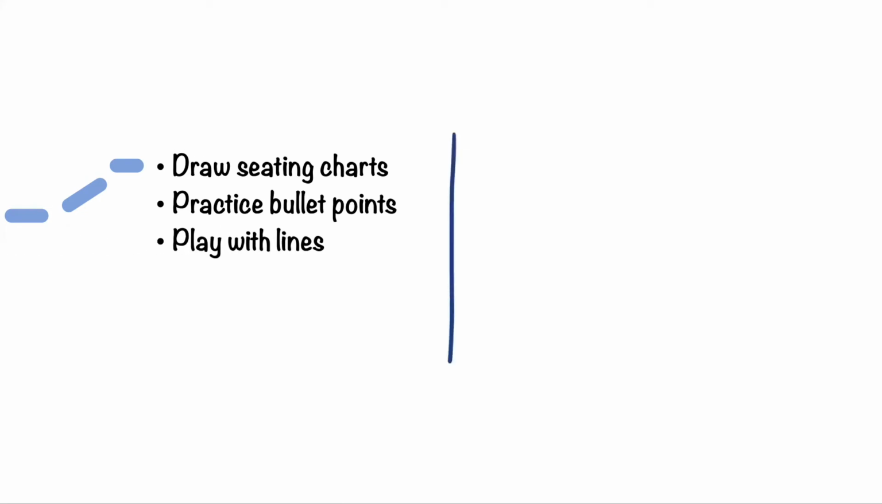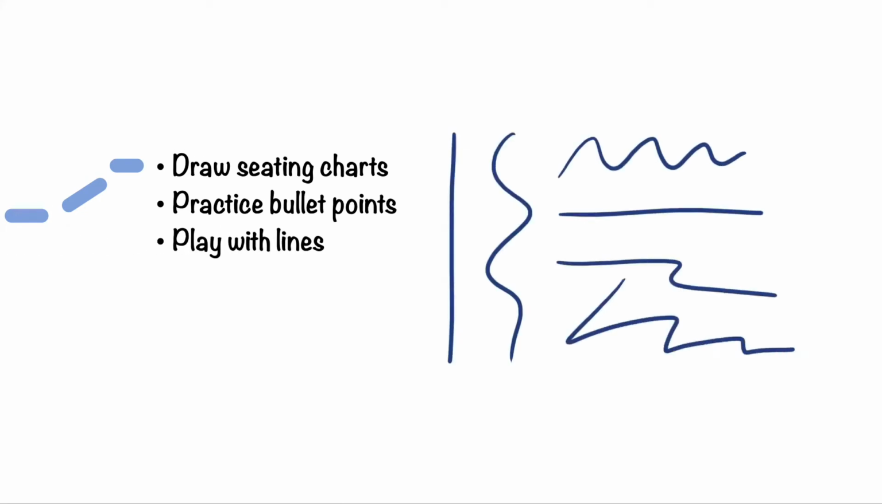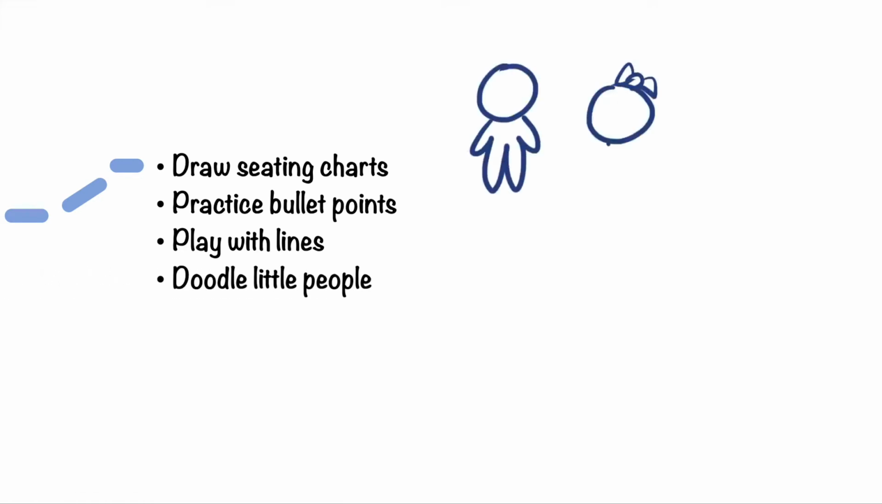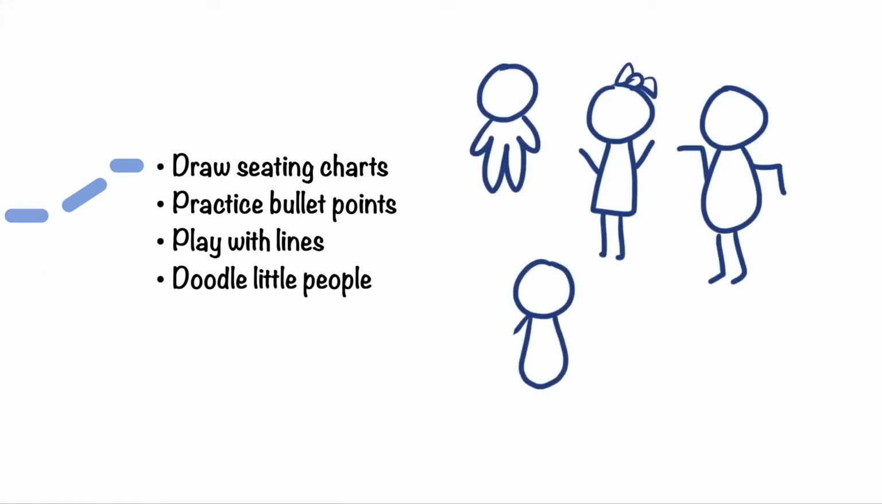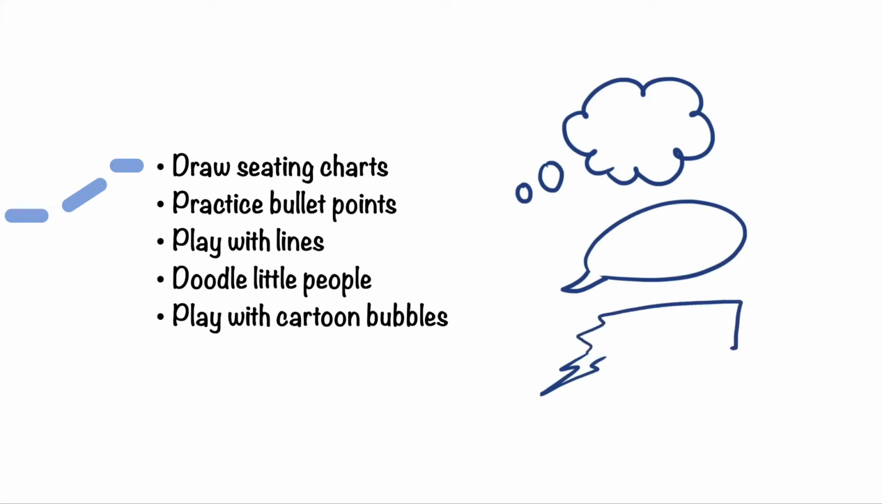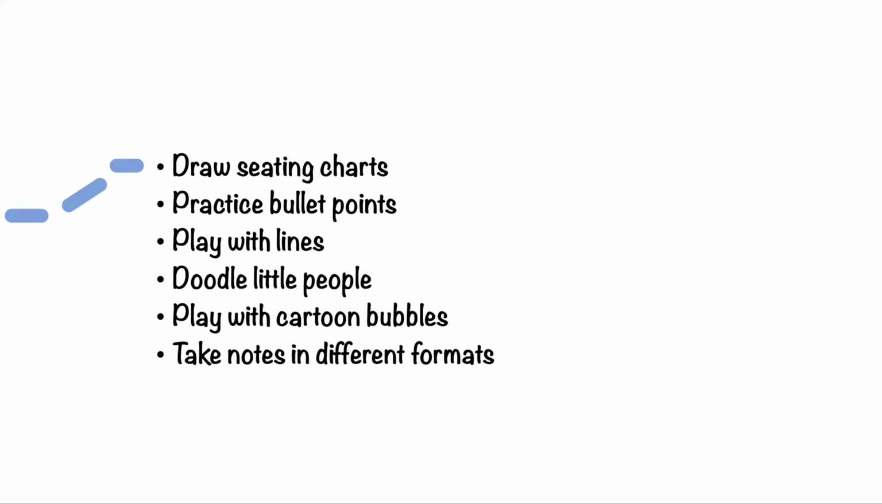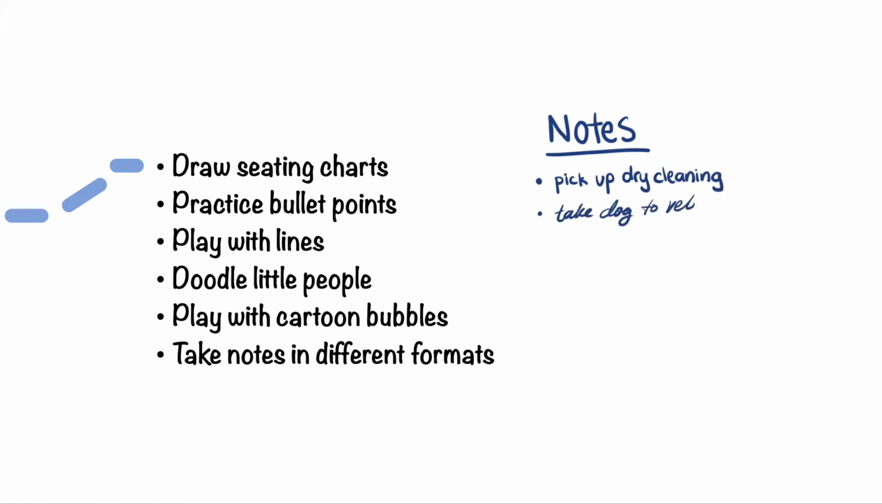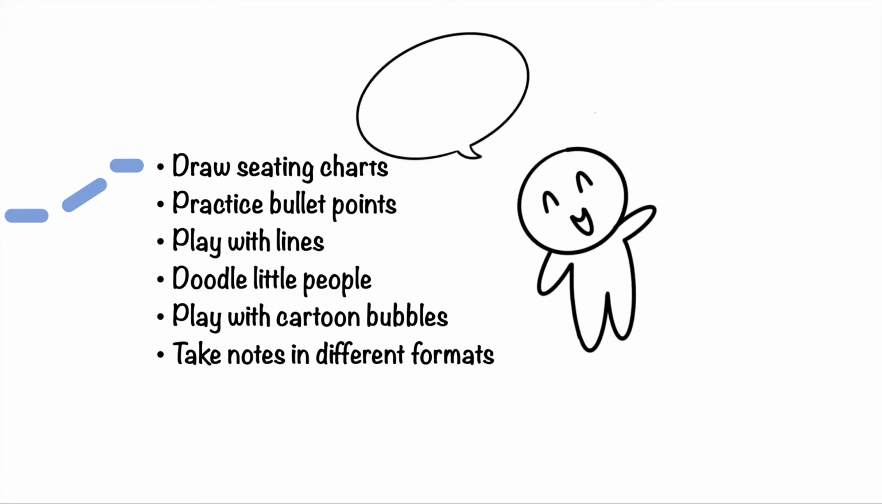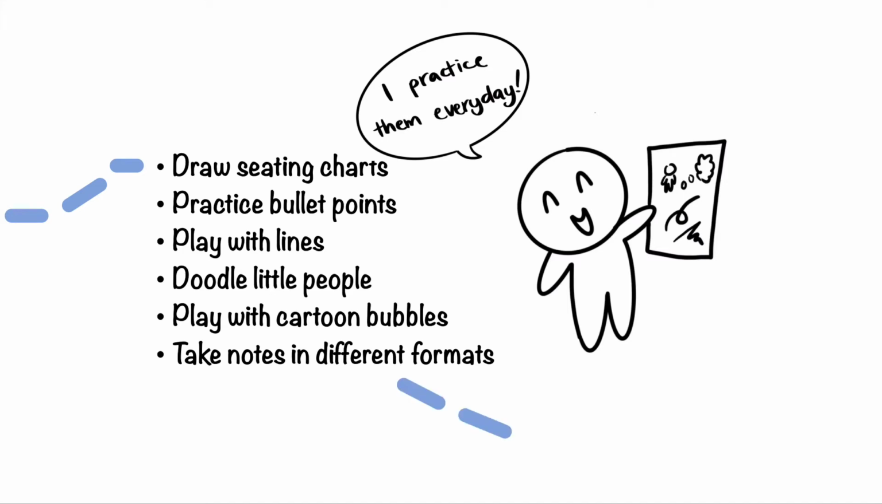Play with lines. Try vertical and horizontal lines, straight and wavy. Doodle little people. Try different body shapes and sizes. Play with cartoon bubbles. Try different types of styles of bubbles. Lastly, take notes in different formats. You can try exercising different handwriting fonts. Practice these often, and you will be right on your track to a more visual way of working.